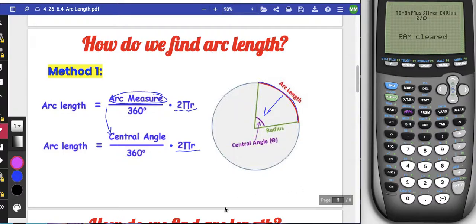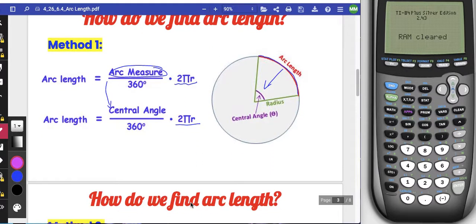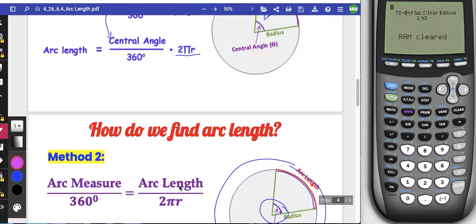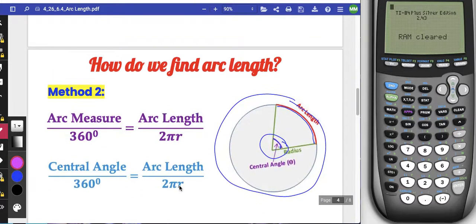And just want to quickly mention, as we mentioned, for method 1, we can find the arc length by directly setting up the ratio between arc measure or central angle compared to 360, and then we just need to multiply by the circumference of the circle, which is 2 pi r. Or we can set up the ratio as arc measure compared to 360, or central angle compared to 360, equal to the ratio between arc length to the circumference.